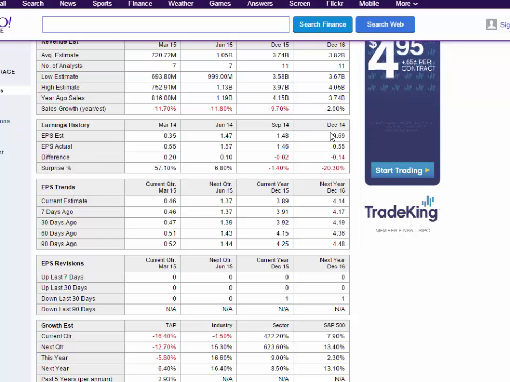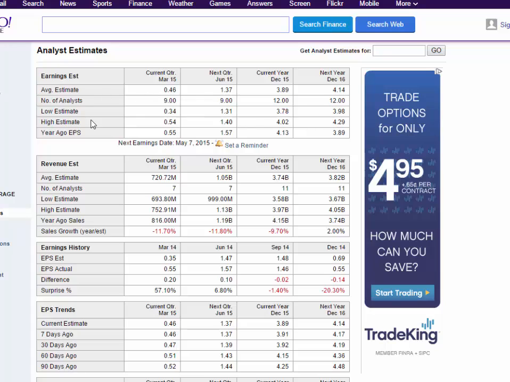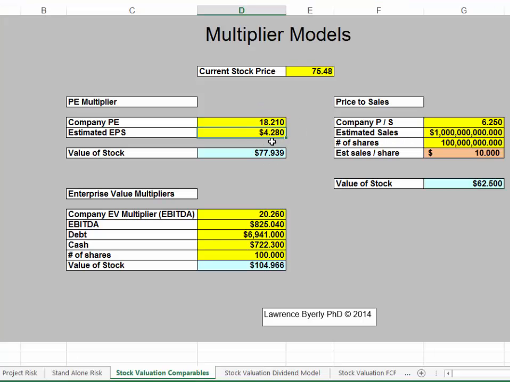That's not the number. This is December of 2014. We don't need that number. What we need to do is to find earnings per share. Here's the year ago earnings per share, and here is the current year. They expect this on December of 2015, and here's what they expect on December of 2016. So we want to use this faraway number, $3.89. Again, we can find that under the section that refers to analysts.